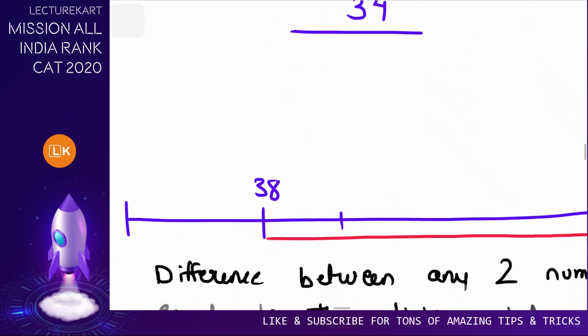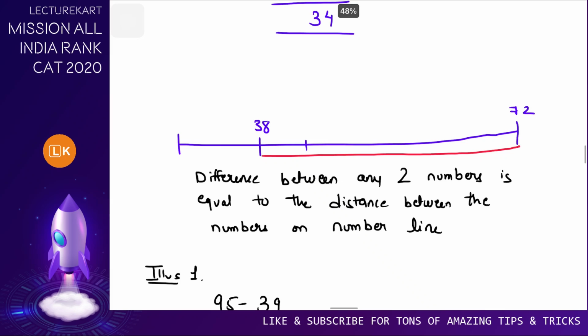superior method, the superior method being, again, the number line. The difference between any two numbers is equal to the distance between the numbers on the number line. What do I mean by this complicated sentence? It is nothing but when we are subtracting a number and we want to do this in our head, we are gonna do a particular method.